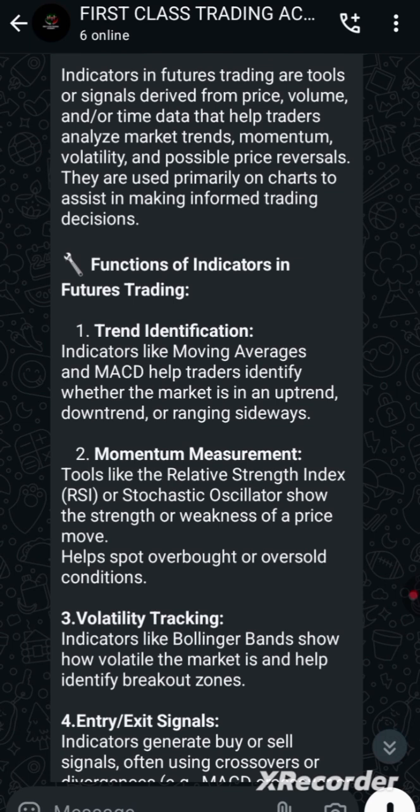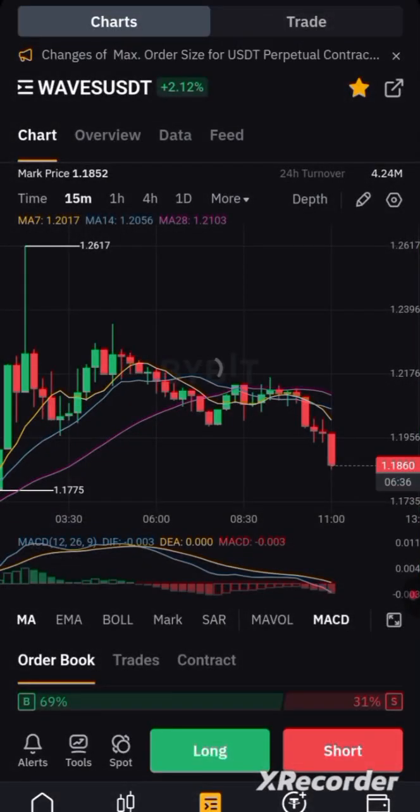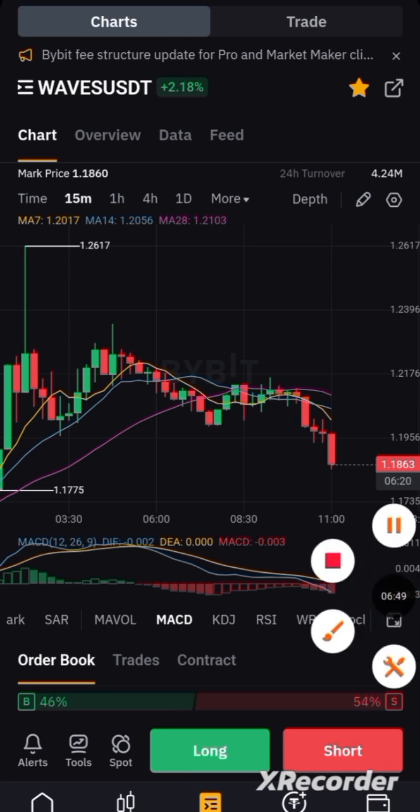Indicators like moving average and MACD help traders identify whether the market is in an uptrend, downtrend, or ranging. So that means these particular indicators help a trader to know maybe the market is ranging, maybe the market is in a downtrend or uptrend. Do you understand? So that is what they are telling us. That is the function of these two indicators. Then the second indicator is RSI.